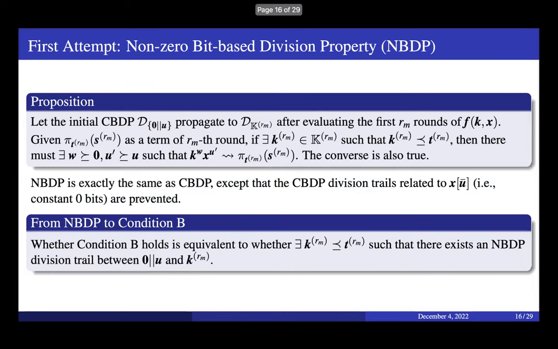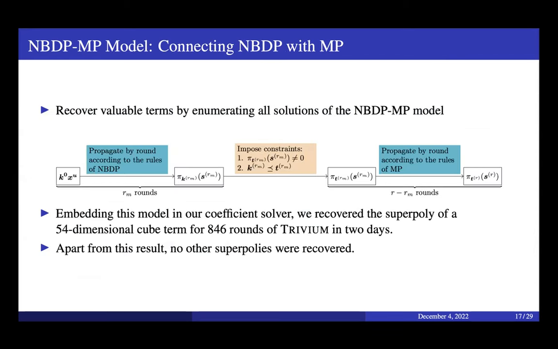So now it's time to introduce how to model condition B. Our first attempt is to exclude the propagation related to constant zero bits for the CBDP. And this gives rise to the MBDP. And it can be shown that whether condition B holds is equivalent to whether there exists a vector K_IM less than G_IM, such that the all-zero vector cascading U has an MBDP division trail to K_IM. By connecting MBDP with MP, we can construct an MILP model called the MBDP-MP model. The propagation of the first IM rounds is described according to the rules of MBDP. The propagation of the next R minus IM rounds is described according to the rules of MP. In the middle, two constraints are imposed according to the definition of MBDP.